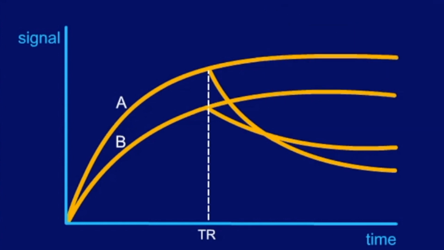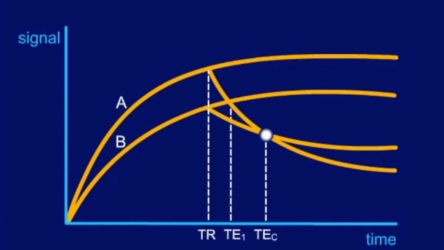The fact that the curves intersect is very important. With a TE before the crossing point, TE1, tissue A will have a higher signal intensity. With a TE right at that point, TEC, we cannot distinguish the tissues at all, as they have the same signal intensity.